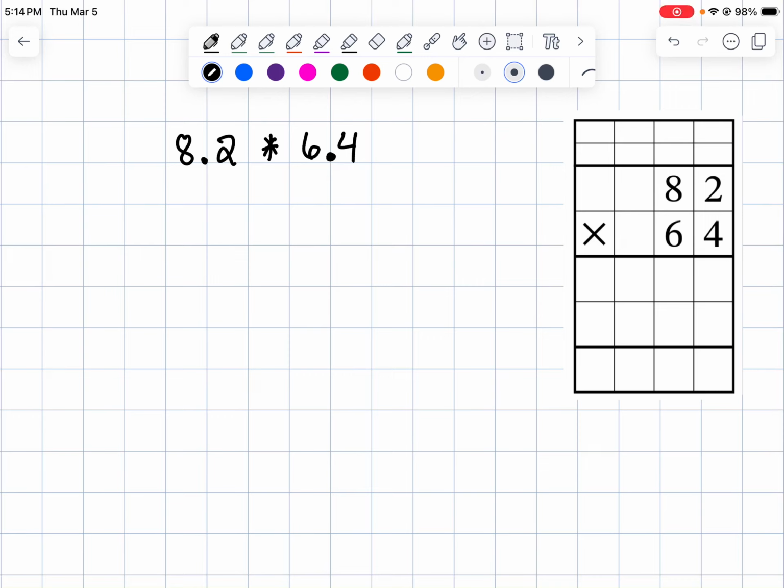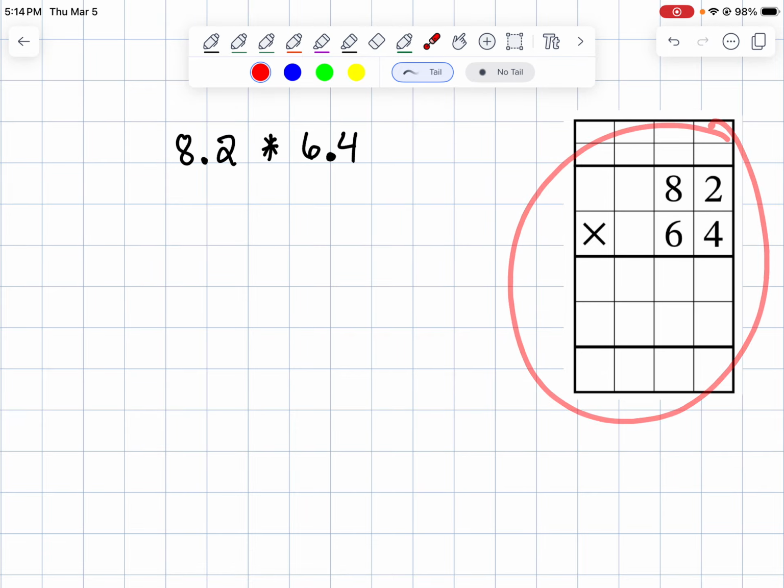I want to review how to multiply decimals. First, I'm going to take my horizontal problem of 8.2 times 6.4, and I'm going to write it vertically like this. I'm going to leave off my decimal points. I don't want the decimals there. In fact, I'm going to ignore them as I get started.